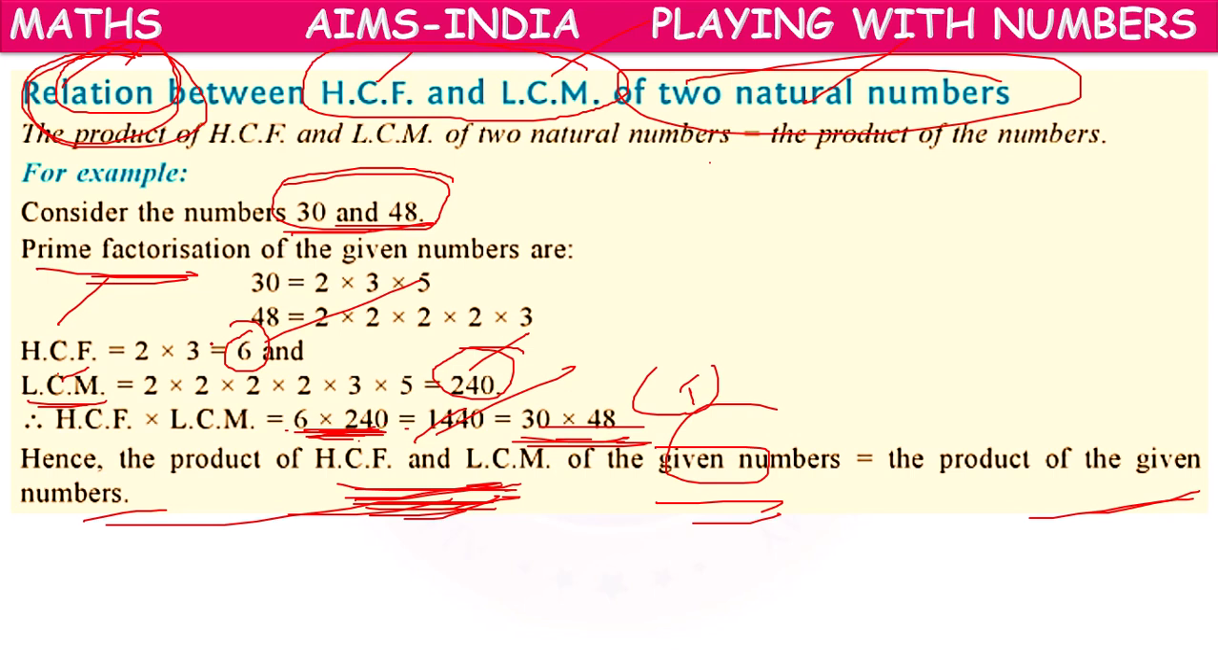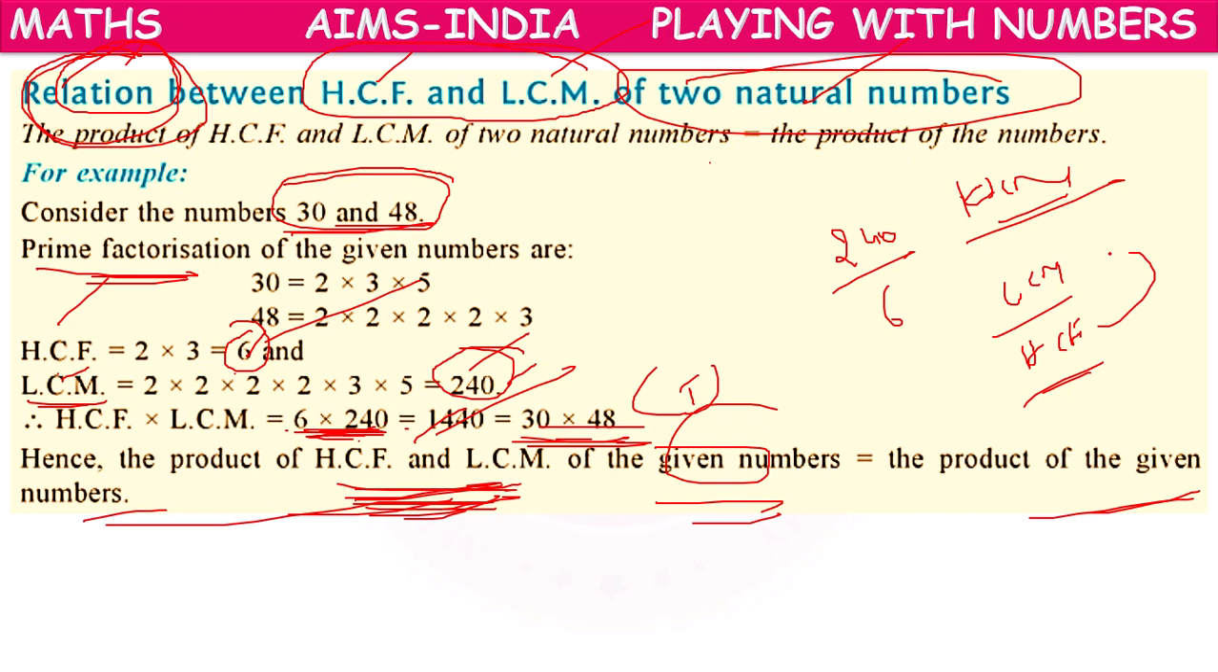Here we have HCF 60, LCM 240. So this 240 is divisible by 60. Means the LCM is always divisible by HCF, or HCF is a factor of LCM.